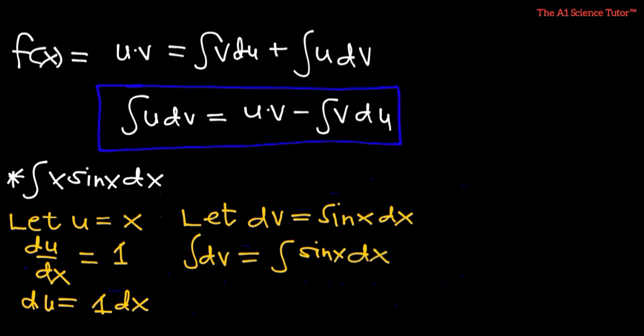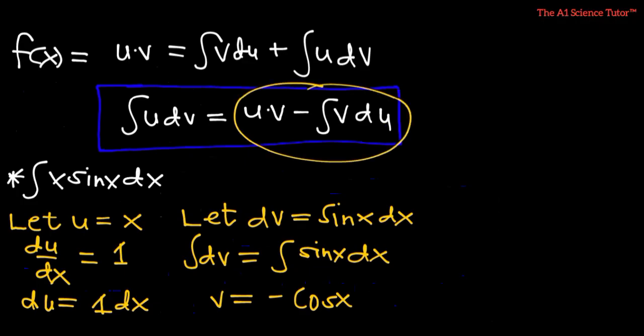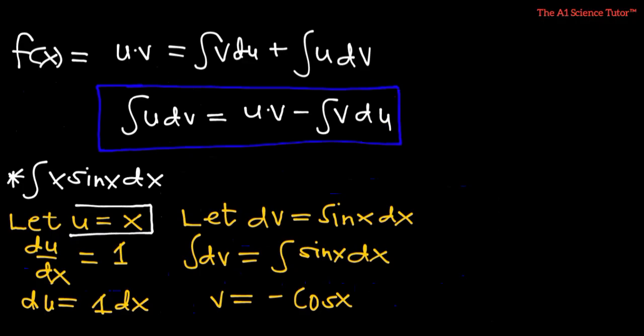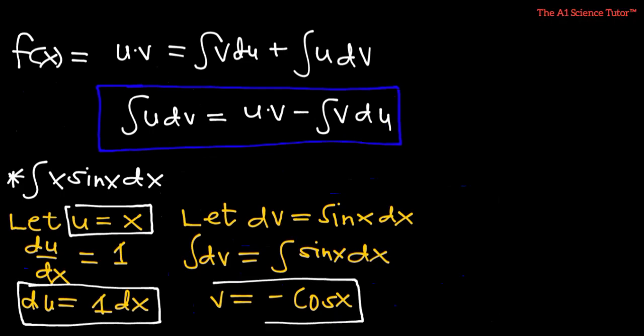So of course, this is going to take this back to v, and we need to find the integral of sine x, which is negative cosine x. So that is what we have. Now we're going to use these forms and plug them back into the equation for integration by parts. So we need to take note of this and this one.